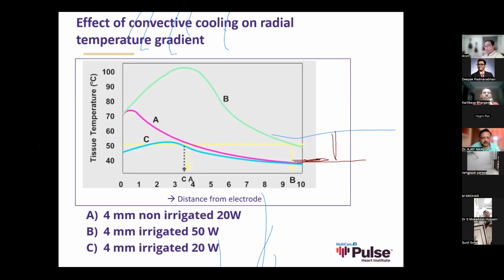Another variable would be the flow rate in the irrigation. Do you want to talk about that a bit? So for the flow rate, we have more efficient cooling systems. Ultimately, what we need is effective cooling at the interface. Initially, when we started with irrigated ablation catheters, the standard flow rate was around 15 to 35 cc's for irrigated ablation catheters.